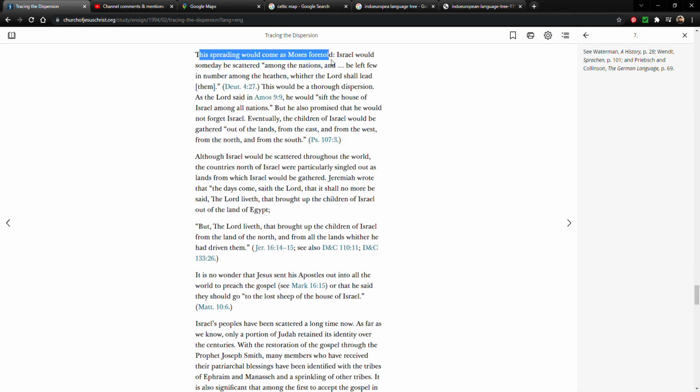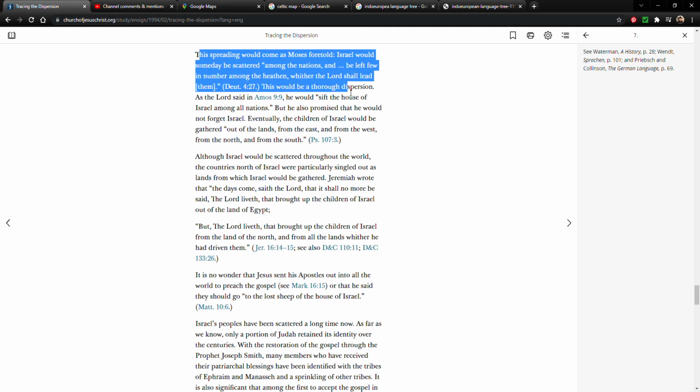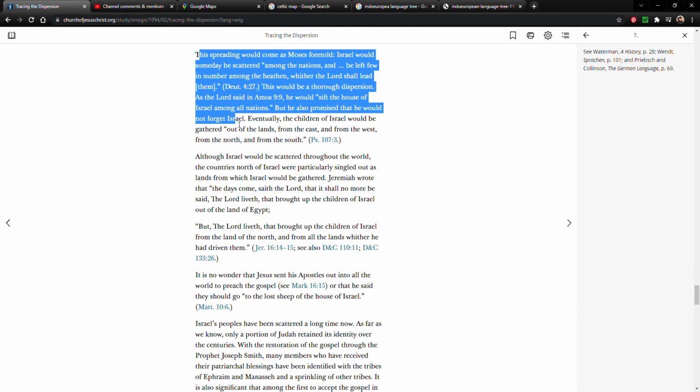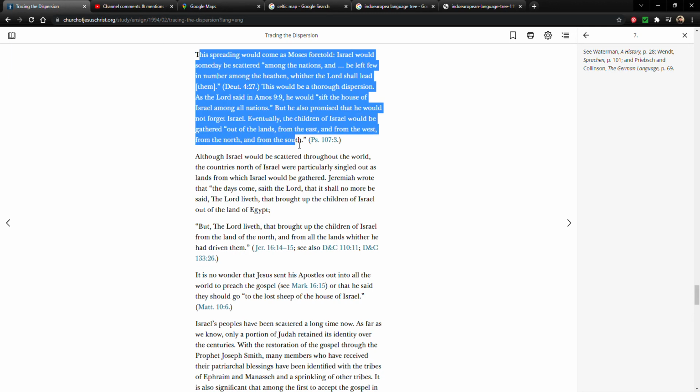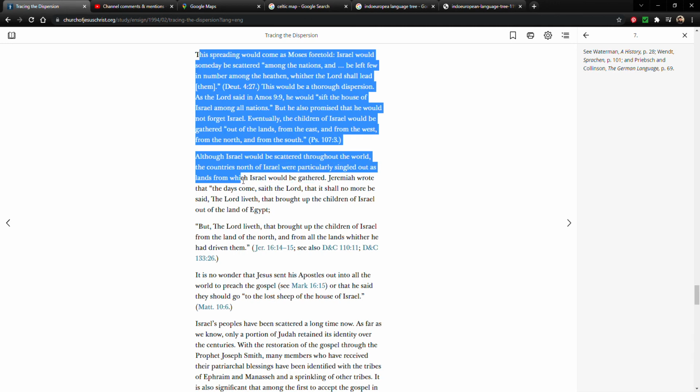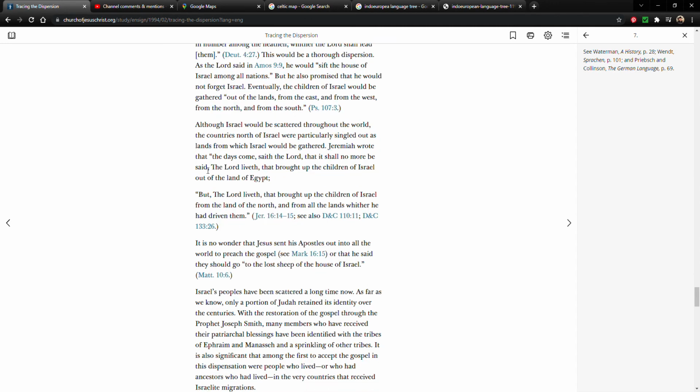This spreading would come as Moses foretold. Israel would someday be scattered among the nations and be left few in number among the heathen, whither the Lord hath led them. This would be a thorough dispersion. As the Lord said in Amos 9:9, he would sift the house of Israel among all nations. But he also promised that he would not forget Israel. Eventually, the children of Israel would be gathered out of the lands from the east and from the west and from the north and from the south. Although Israel would be scattered throughout the world, the countries north of Israel were particularly singled out as lands from which Israel would be gathered.